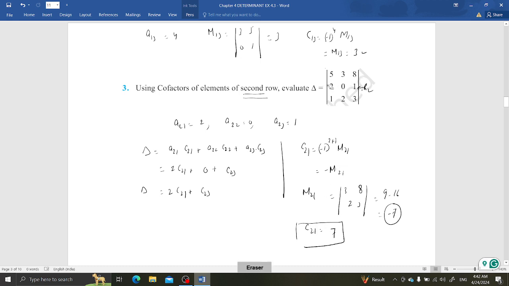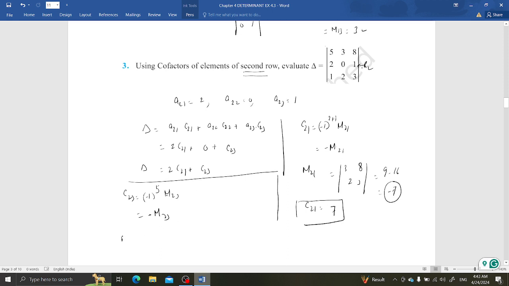Okay, now the next thing we need is C23. What is C23? The C23 formula is (-1)^(2+3), that is (-1)^5, and again we have here M23, so negative of M23. But what is M23 actually? M23 is, remove the second row and third column. We are left with 5, 3, 1, 2, 10 minus 3, that is 7. Both are 7, 7. Okay.